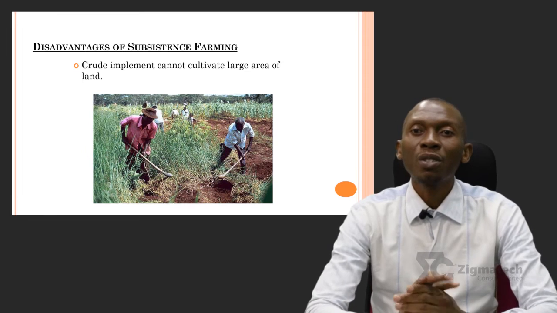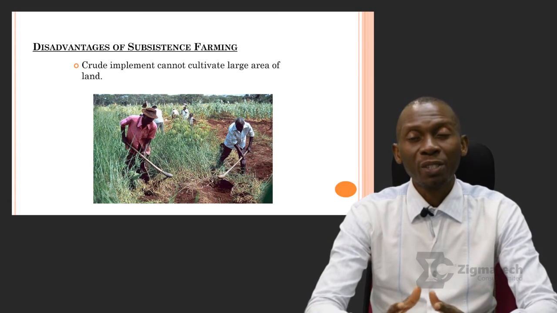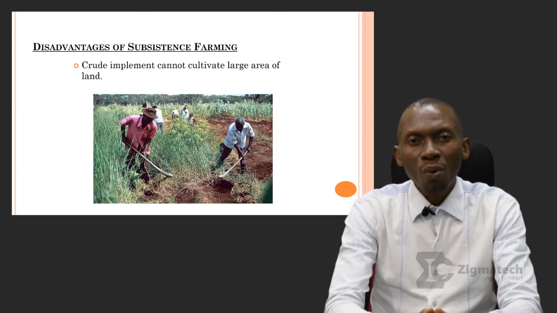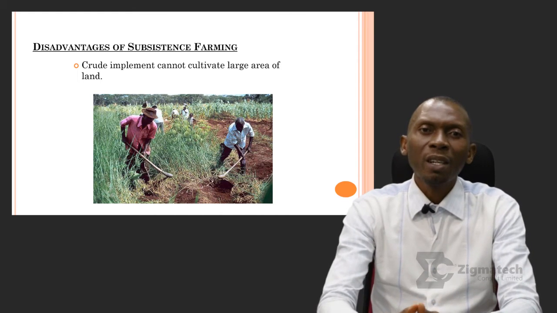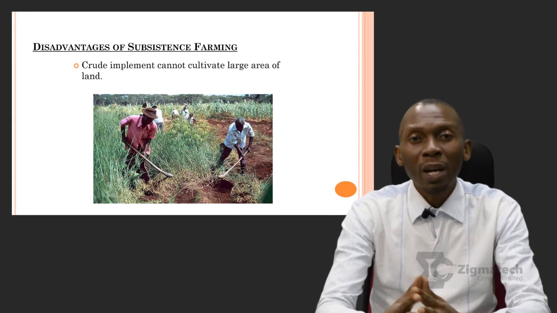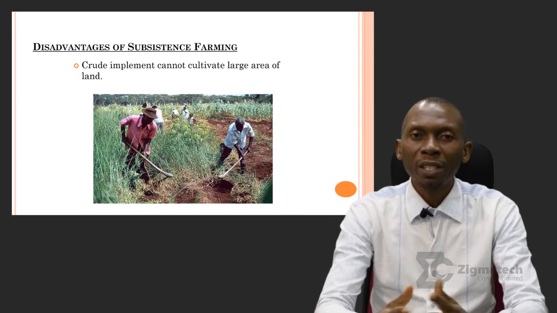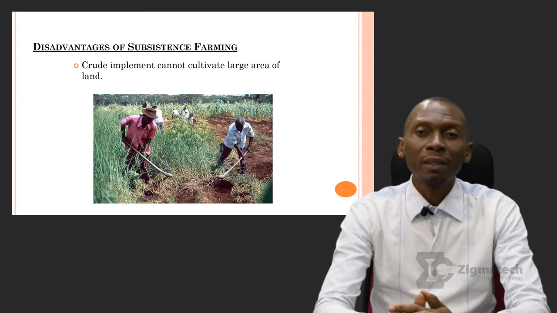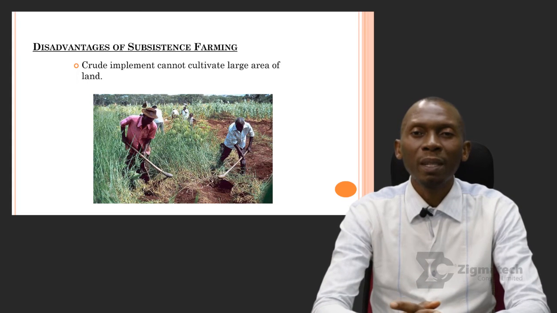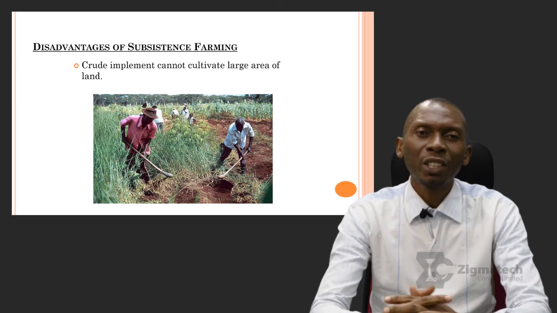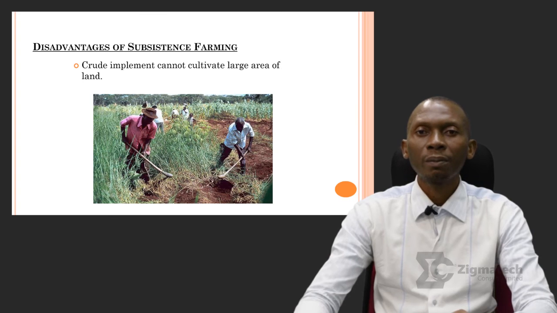Now, crude implements cannot cultivate a large area of land. If I should ask you a question, comparing using a simple hoe to make ridges or to carry out some farming practices and using a machine to carry out farming practices, which one do you think will be more efficient or effective? Definitely it has to do with the machines. So if you use crude implements, that's a disadvantage in terms of subsistence agriculture, which makes use of crude implements. So with crude implements, you cannot cultivate a large area of land. That's another disadvantage of subsistence agriculture.